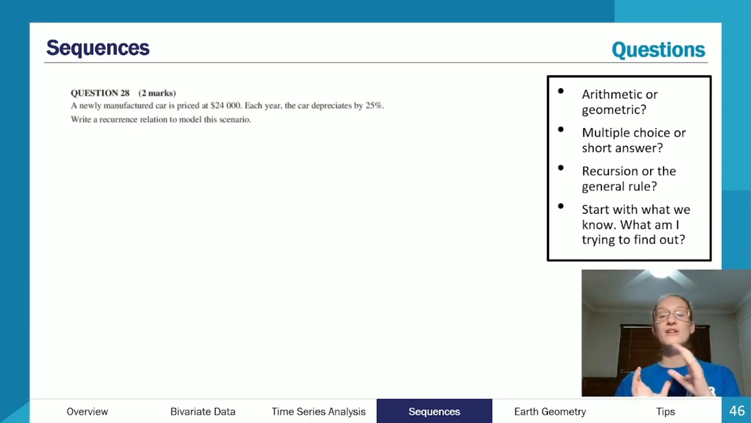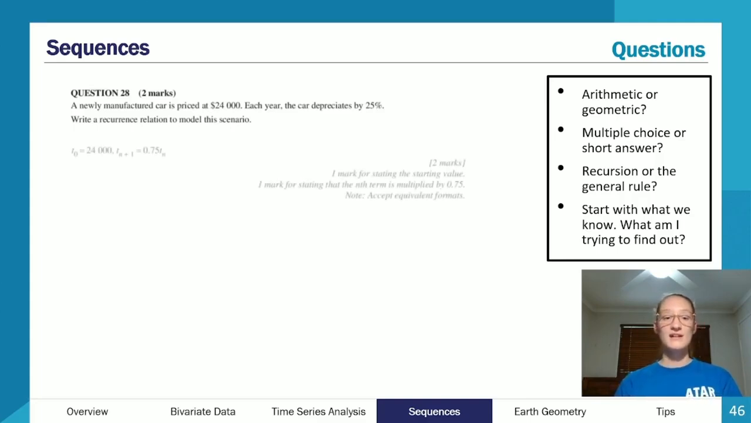So I've got some questions off to the right here that I'd like you to think through. So first of all, is it arithmetic or geometric? And what tells you this? Again, how you approach a question might depend on whether it's multiple choice or short answer. And this one's a short answer one.